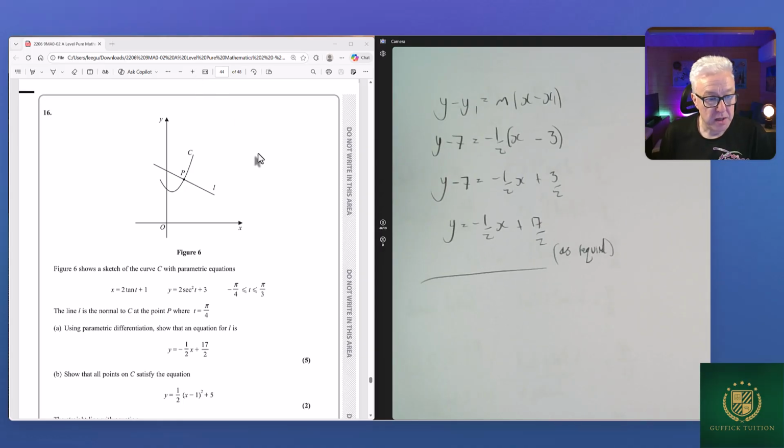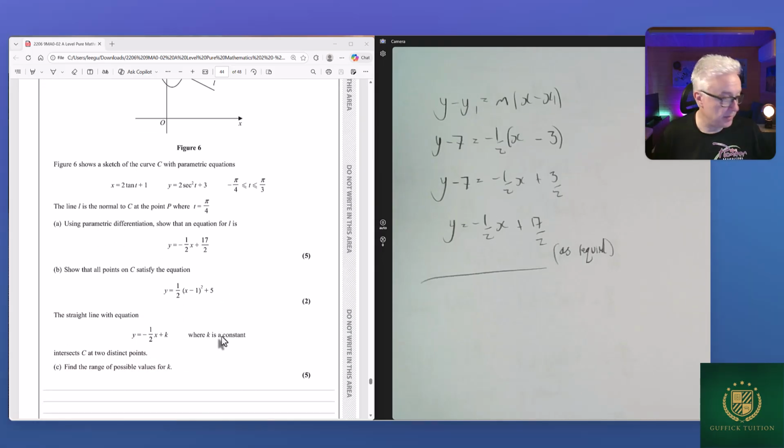Now, part B. Show that all points on C satisfy that equation there. So we've got a Cartesian equation: y is equal to a half times (x minus 1) all squared add 5. So we've got to go from parametric now to Cartesian. So when we've got trig, we're going to be using some kind of identity to do this.